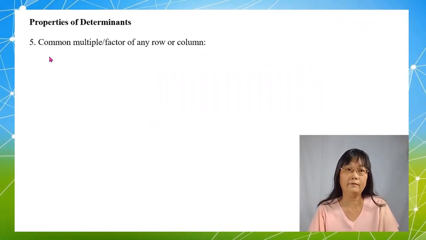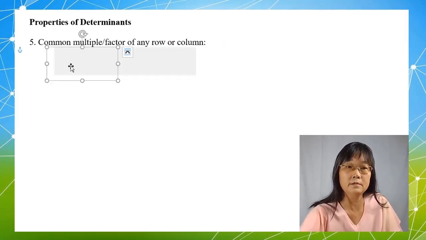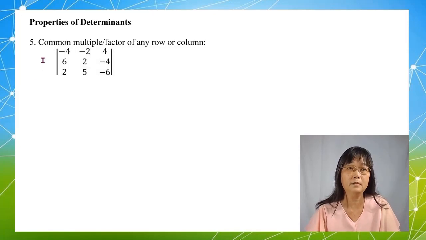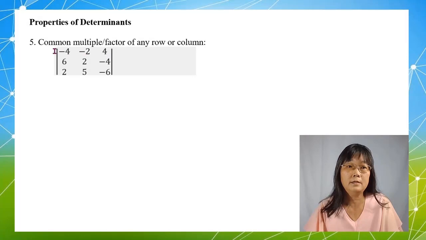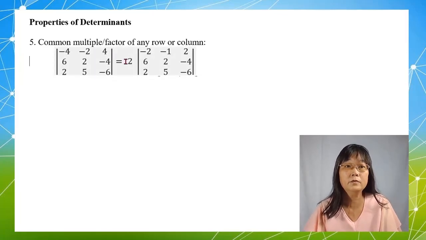Property number 5. If there is any common multiple or common factor in any row or any column, then we can factorize the common multiple or common factor. So let's look at this example. Now here we notice that all the elements in the first row are multiples of 2, so we can factorize 2 out from the first row here.